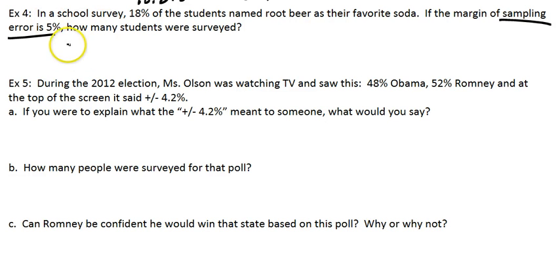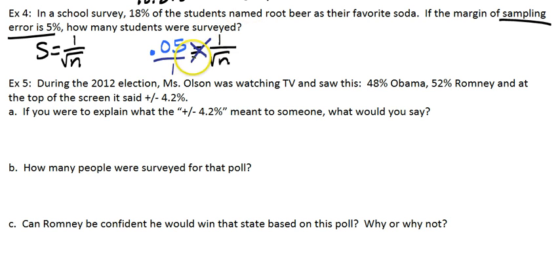It's 5%, but S is a decimal, so I need to change 5% to 0.05, and now I need to solve for n. This might seem a little tricky, but not too bad. Here's what I recommend. Whenever you have your variable on the bottom of a fraction, pretend this side is a number over 1, and then we'll cross multiply.